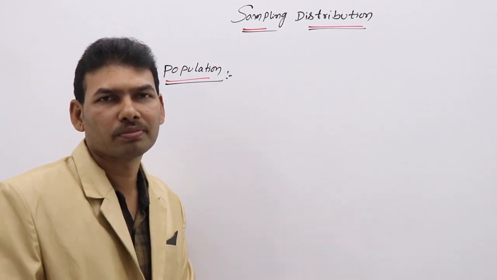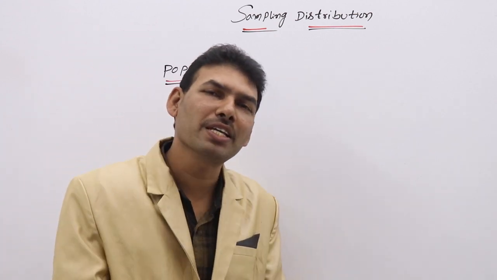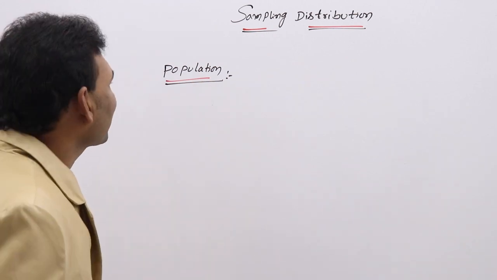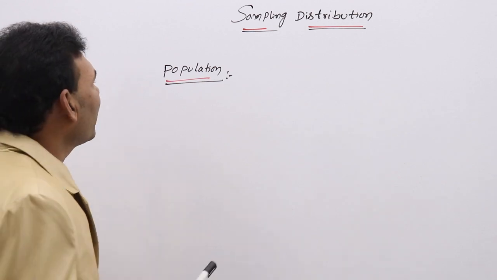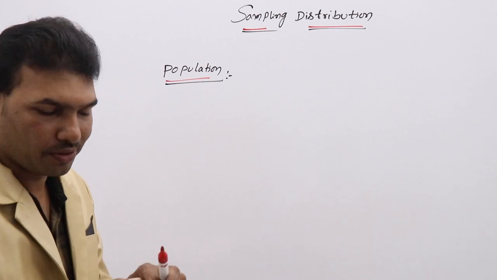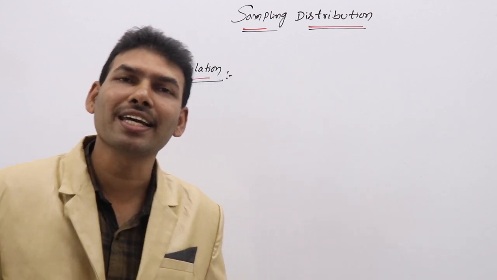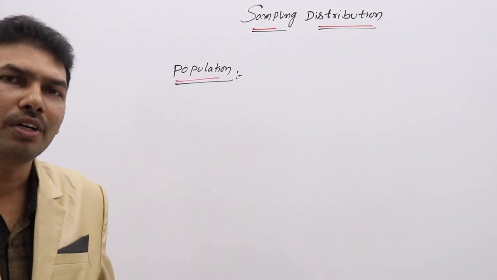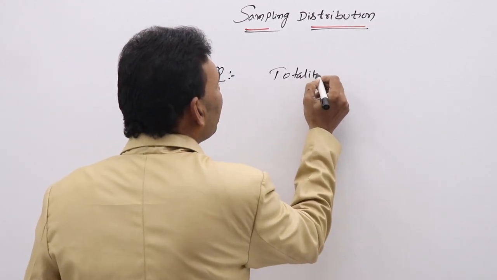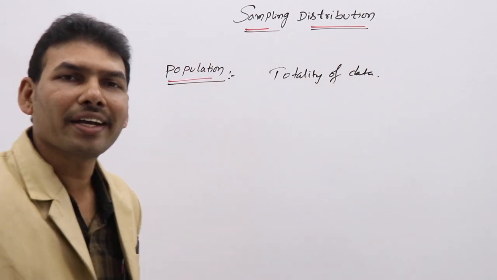Sampling distribution. Before going to discuss sampling distribution, first we are going to know the basic concepts related to sampling distribution. Next you can understand what is exact sampling distribution. So here, first we are going to discuss one fundamental definition, population. Population means in statistics, that is totality of data. Totality of data. In one word we can say like this. Totality of data represents population.